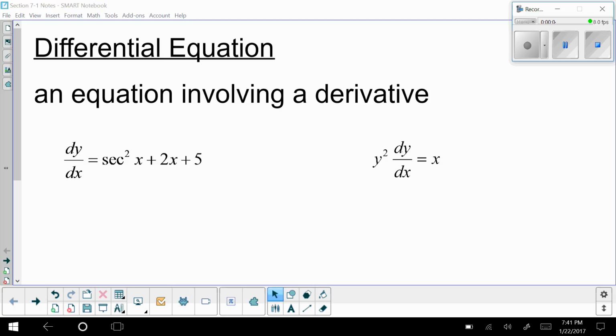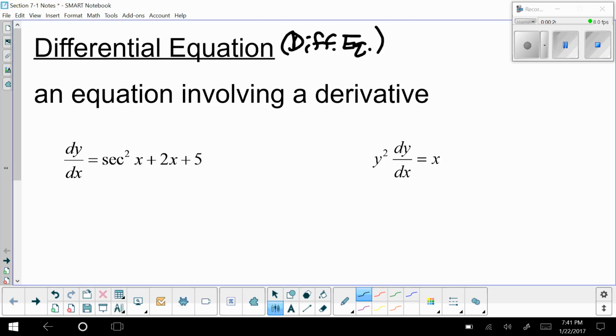We've introduced the idea of differential equations before, but I wanted to be a little bit more formal in this video in terms of the notation that we tend to use and the method in which we go about solving these. A differential equation, or you'll sometimes see this abbreviated and just called diff-EQ, remember, is an equation that involves a derivative somewhere in it. Sometimes, like what we've done before, the derivative is isolated and we have dy dx equals secant squared plus 2x plus 5, and we want to just figure out what function has that as a derivative.